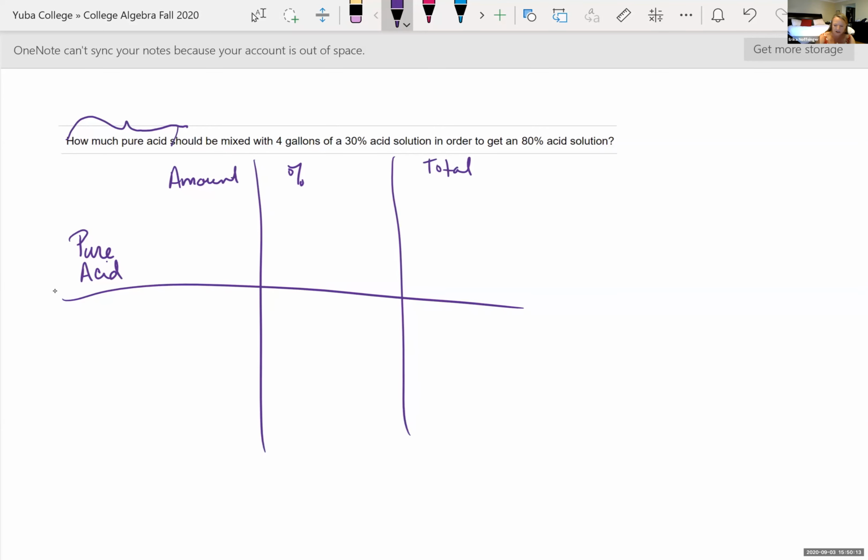So right there, usually a question like that tells me that's what I can let my variable represent. So let X equal the amount of pure acid to be mixed. And so we're going to put X here. And because we're in gallons, I'm going to put gallons here. So we're in gallons, GAL.